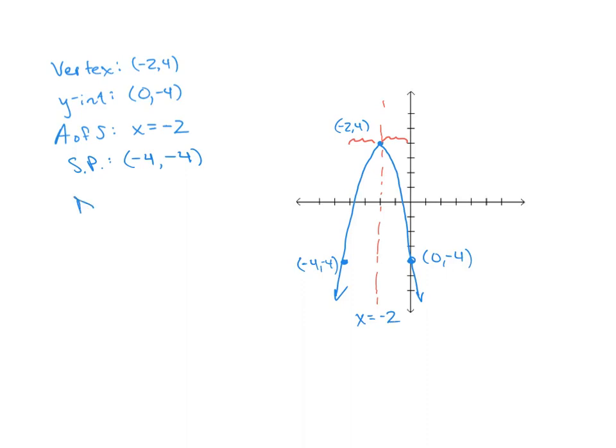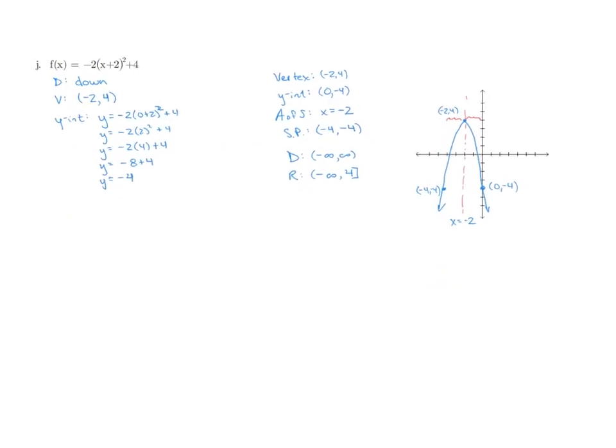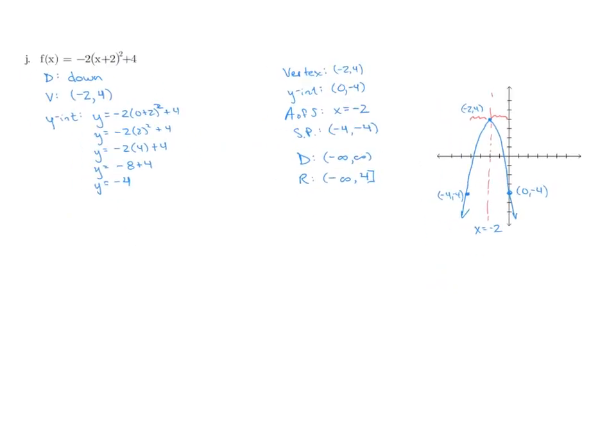Finally, our domain. Our domain is still negative infinity to positive infinity. And our range, we're going to go bottom to top. Since this goes forever to the bottom, this is going to be negative infinity. And it goes up to the y-coordinate of the vertex, which is 4. All right, that takes care of graphing quadratic functions in vertex form.